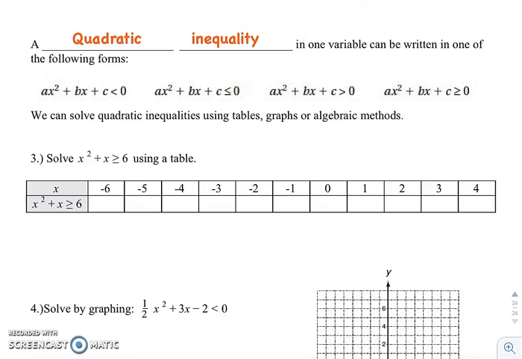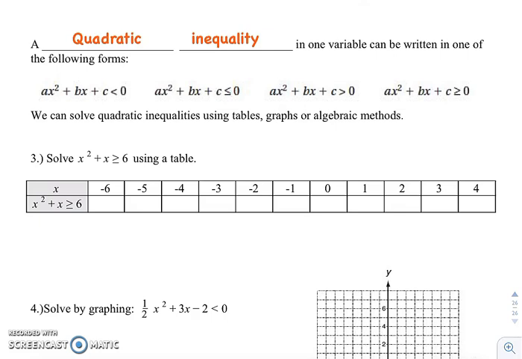So we can solve quadratic inequalities just like we can solve a quadratic equation. And below there are your four types they come in: less than, greater than, less than or equal to, greater than or equal to. So one way we could solve a quadratic inequality, I think it's one of the least effective ways, but one way we can solve it algebraically is using a table.